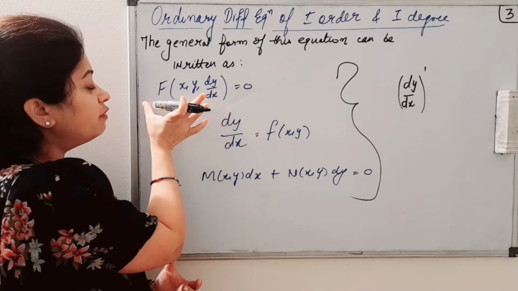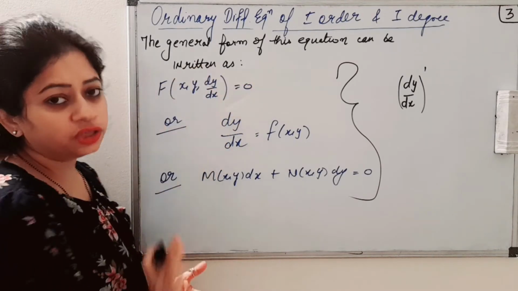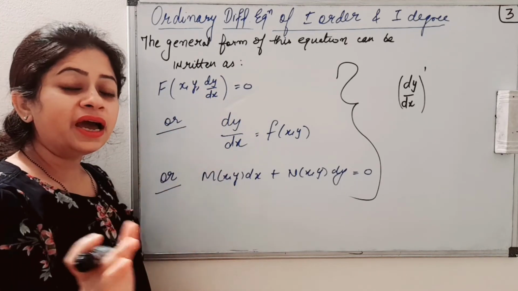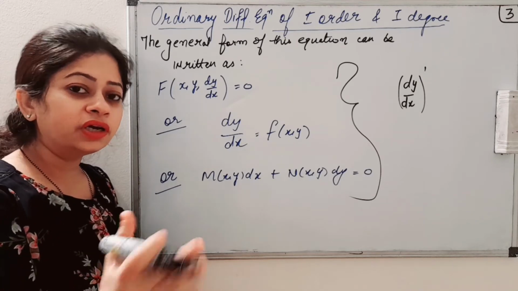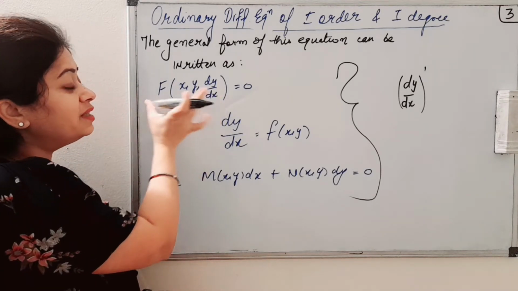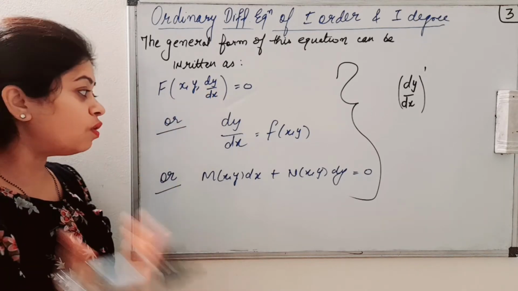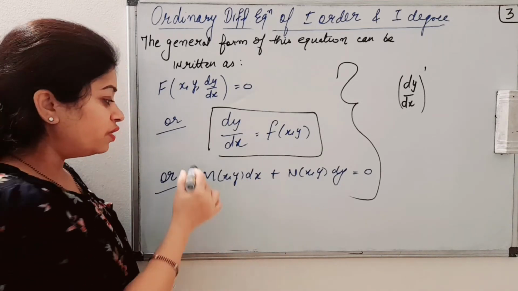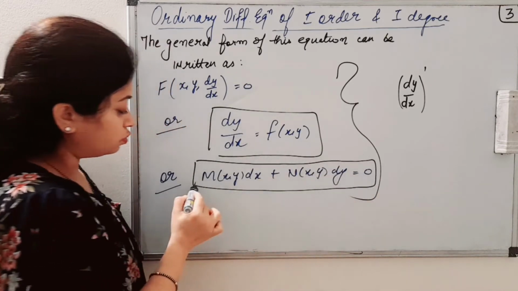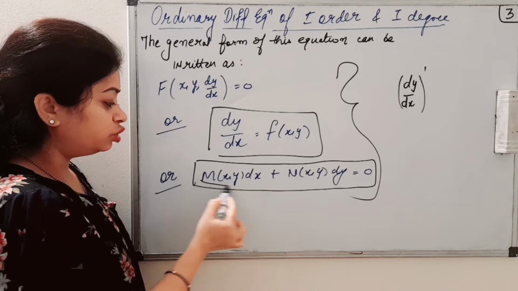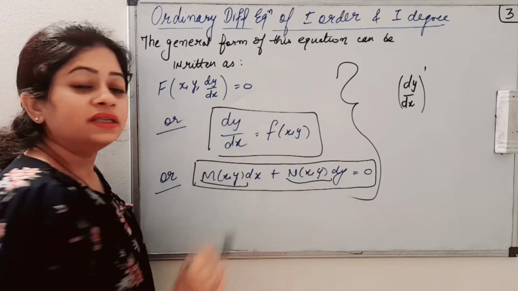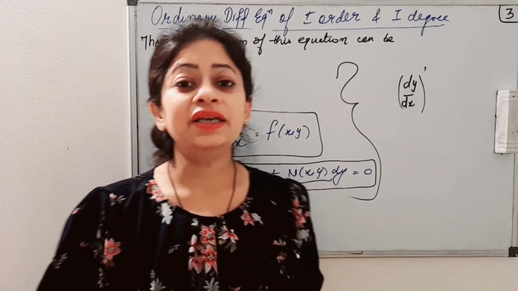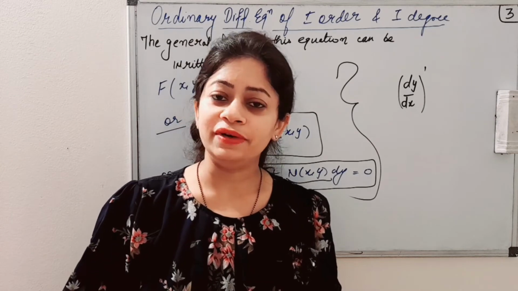Like if we have f of x, y, dy by dx equal to 0, we have already studied this, that this is a differential equation of this type. Okay, so we will represent it like this, f of x, y, dy by dx, or we can write it as dy by dx equal to a function of x, y, or we can write it as M of x, y dx plus N of x, y dy equal to 0. So in these three ways we can represent a differential equation of first order and first degree.